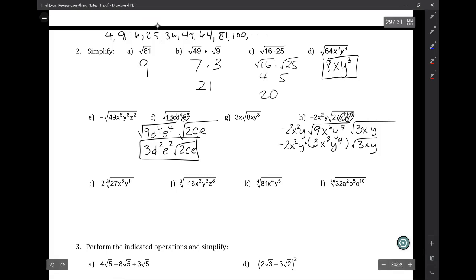Now what's happening between our coefficient and our simplification there is multiplication. So negative 2 times 3 is negative 6. X squared and x3 give me x5. y1 and y4 give me y5. And then we have a square root of 3xy left.